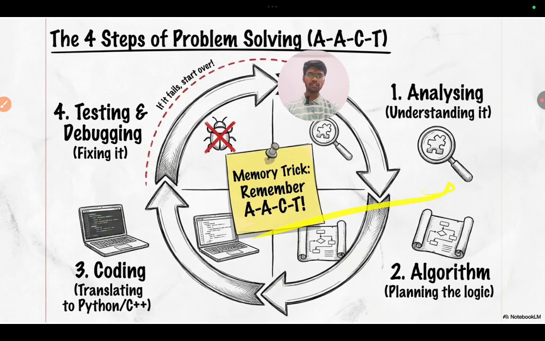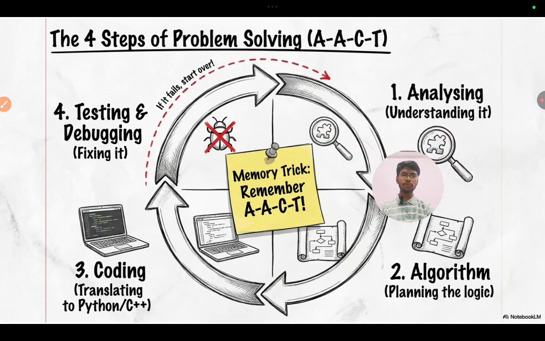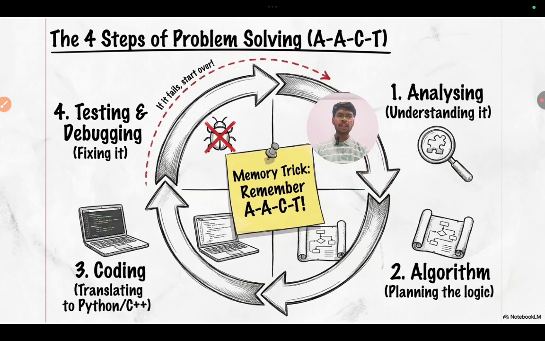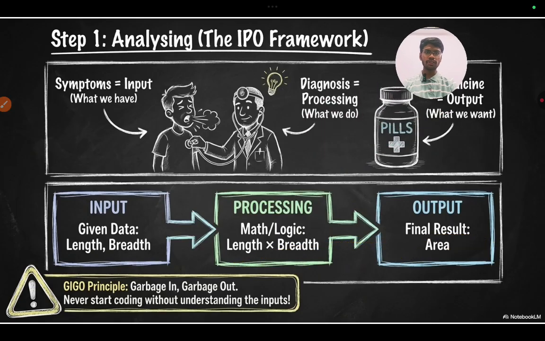So we'll be following this framework, the cycle, the AACT. The first is analyzing the problem, which means understanding what is actually given in the problem statement. Then is planning the logic to implement the solution, the algorithm, and coding, translating into a particular language, let's say Python. Then testing it, debugging it and fixing it. If it fails, again iterate over the same loop. That's all we'll be discussing in this chapter.